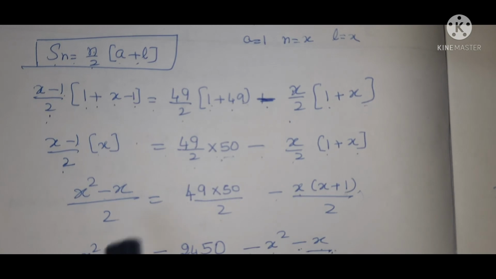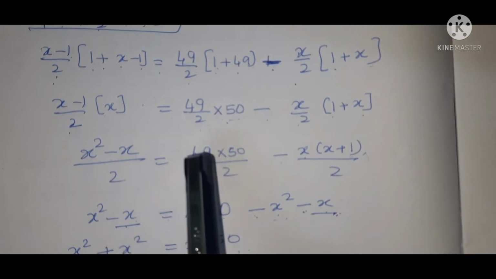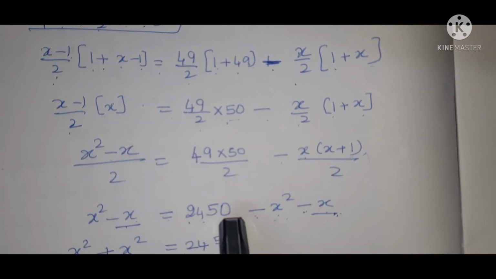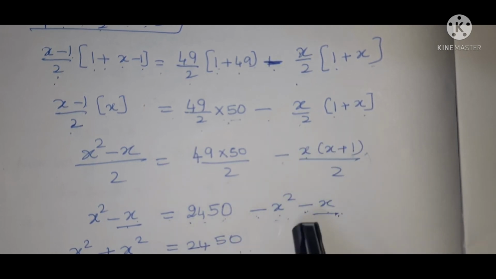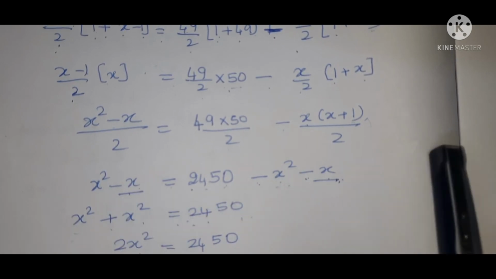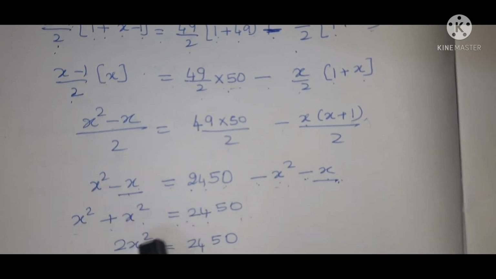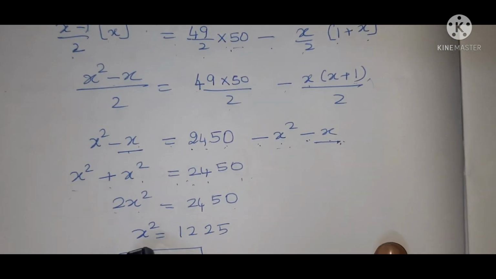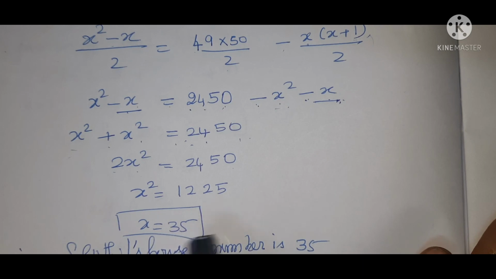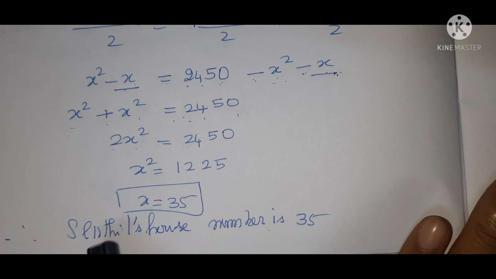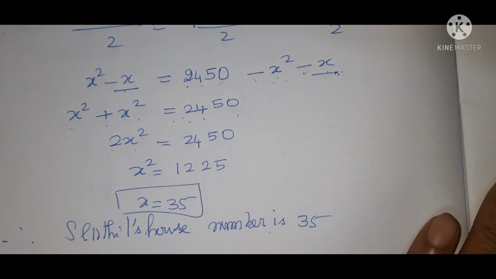The denominator has the same number 2 on both sides, so cancel that. x square minus x is equal to 49 into 50, that is 2450, minus x square minus x. Minus x and minus x cancel. x square plus x square is equal to 2450. 2x square is equal to 2450. x square is equal to 1225. x is equal to 35, since the square root of 1225 is 35. Therefore, Senthil's house number is 35.